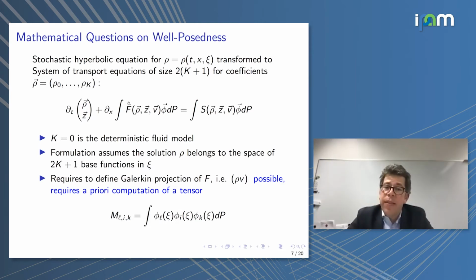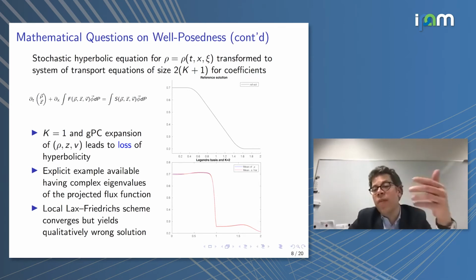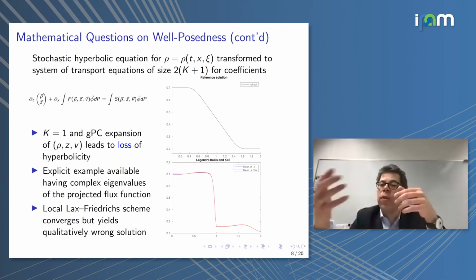And then the question is, what do you do about this term? Because you don't want to leave this term like that, it's not closed. And so this means that you need to close, essentially, that you need to project this nonlinear function f towards this polynomial space. And this could be that you just need to project this product. For example, if you would project this, you need to compute this tensor of these three polynomials, which you can do a priori. If you proceed like this, then what you realize, if you expand rho, v, and z, is that the resulting system, which I have not written, loses hyperbolicity. So it loses a property which the original model had.